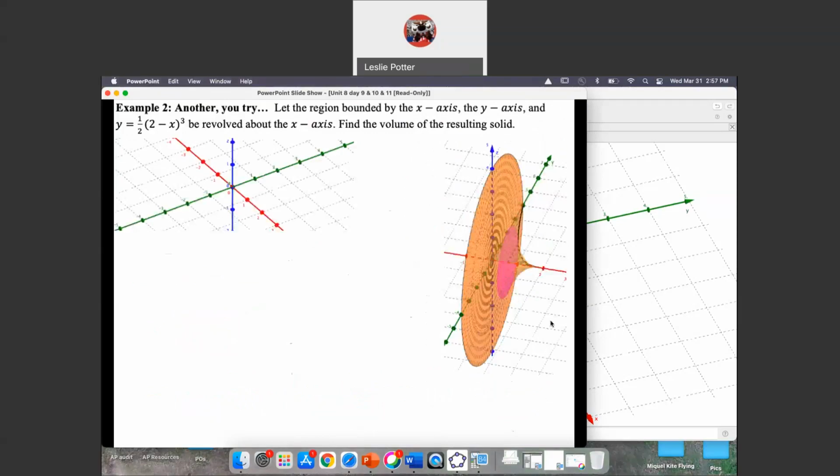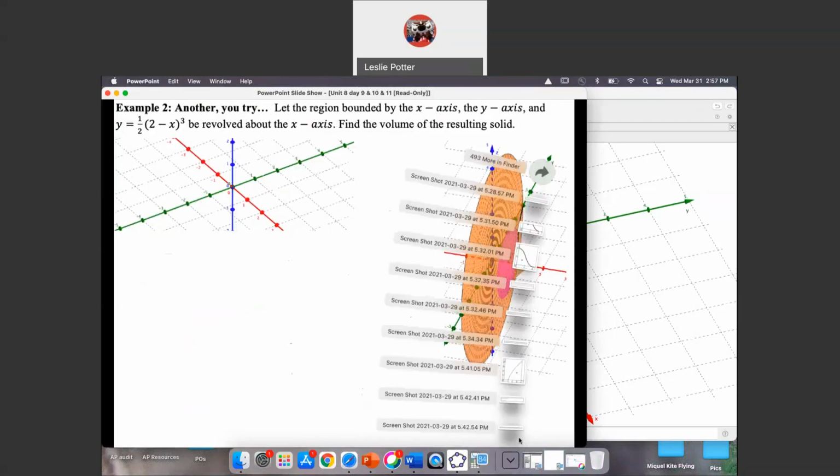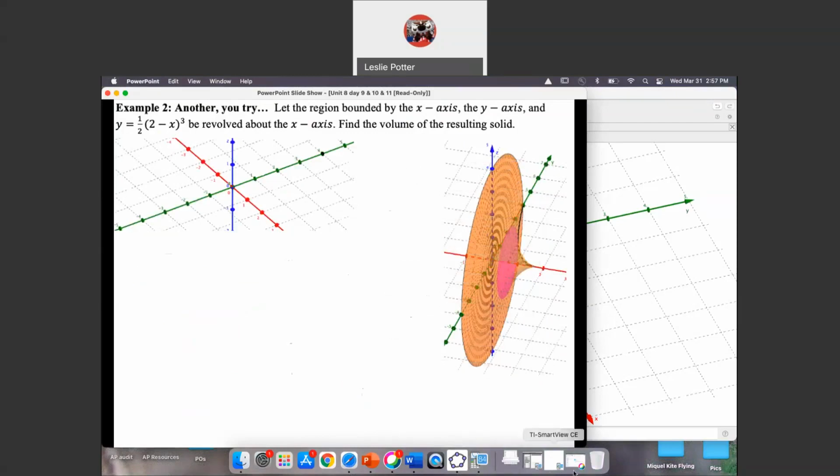So let's give this one a try now. And we're going to take a slightly different function. This is one half of the quantity 2 minus x, to the cube. And so this is going to be looking at the cube. And why don't you go ahead and try this one on your own.